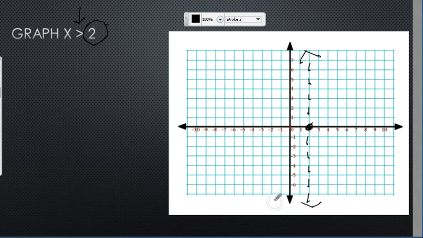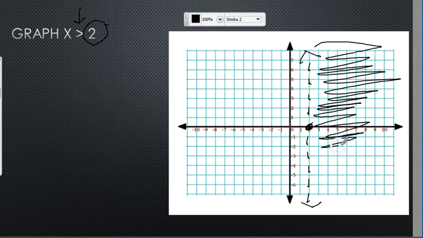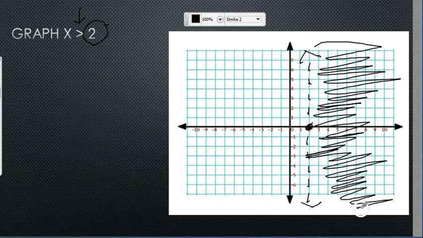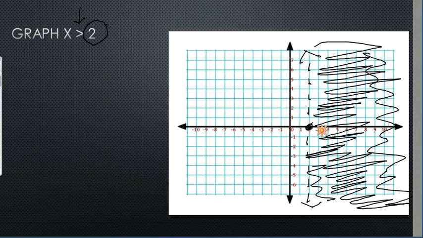And then x is greater than 2, so that means any point that's within this area right here to the right is going to be our solution area, which makes sense. We know that 3, 4, 5, 6, 7, 8, 9, 10, right? Those are all greater than 2.